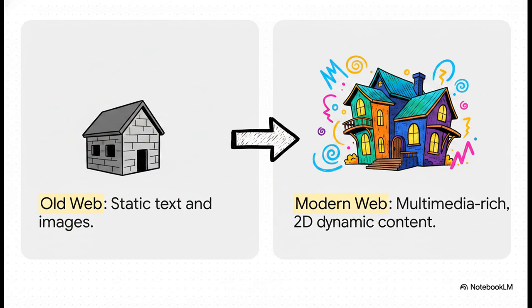But by combining HTML, CSS, and JavaScript, developers unlocked immense power. Today's modern web experience is totally dynamic. We now have seamless multimedia services, intricate 2D drawings rendered directly on the page, and complex application logic that legitimately rivals traditional desktop software. The humble house has evolved into a fully automated smart mansion.